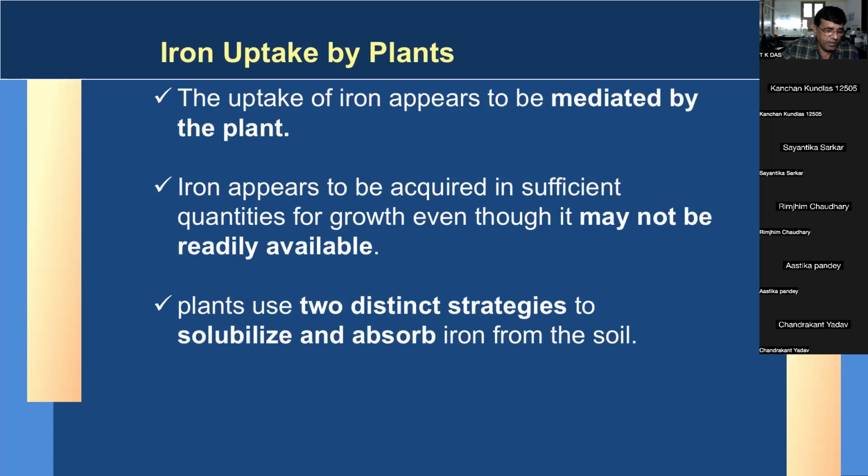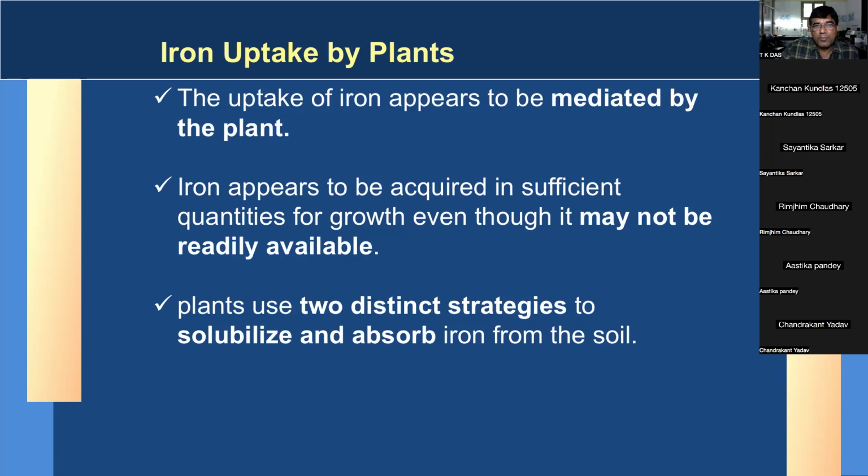Iron uptake by plants. This is important. Many times students know that iron is preferred by plants, particularly rice, as ferrous. So the ferrous form, Fe2+, is considered as soluble iron, or iron which is easily taken up by plants. Rice also prefers ferrous form, and other plants can use ferric form. Rice cannot use ferric form. Rice can use only ferrous form.